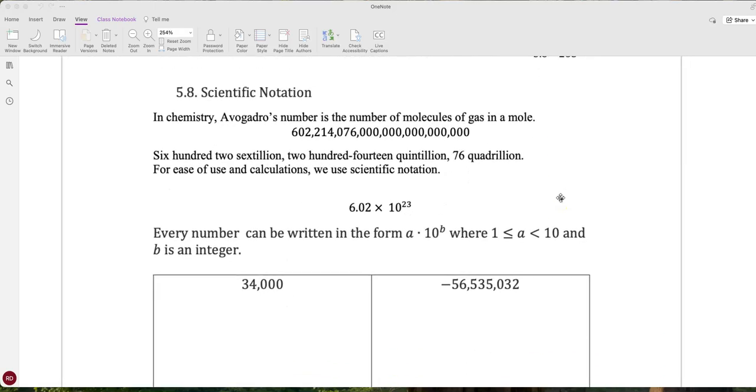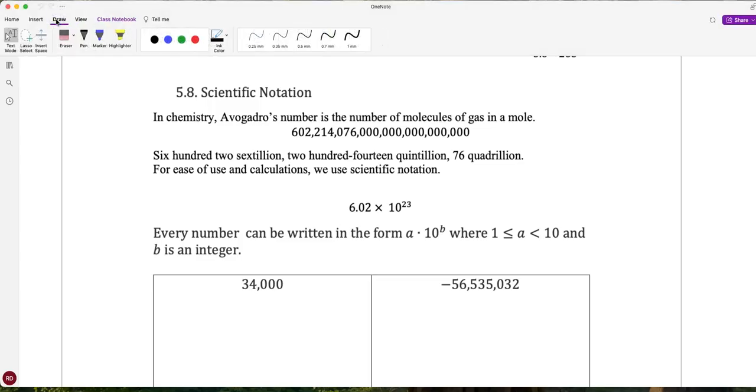Okay, pre-algebra today. The lesson is scientific notation. This is an application of decimals. In chemistry, there's a big number, Avogadro's number, the number of molecules of gas in a volume that's called a mole. The number of molecules of gas in a mole is 602 sextillion, 214 quintillion, 76 quadrillion. We don't like to use this number because that's just too long to say, so we round this number off and use exponents in order to help us.